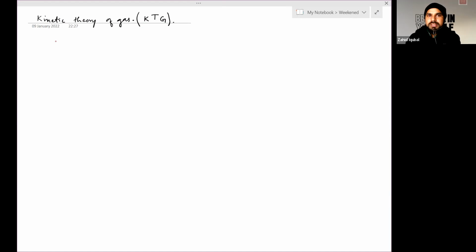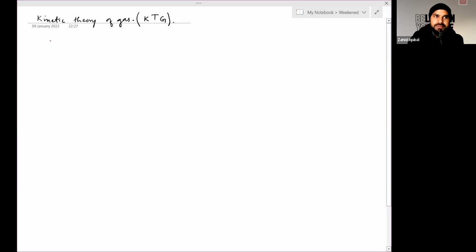First is pressure exerted by gas at the molecular level. Second is kinetic interpretation and calculation of specific heat and internal energy for a mixture of gas. And third is the definition of velocity of gas in various different terms.